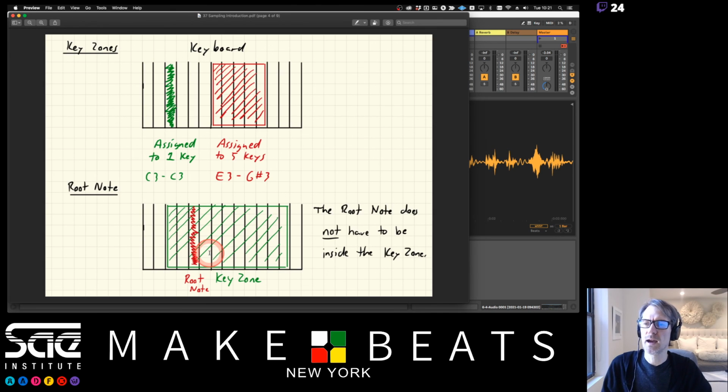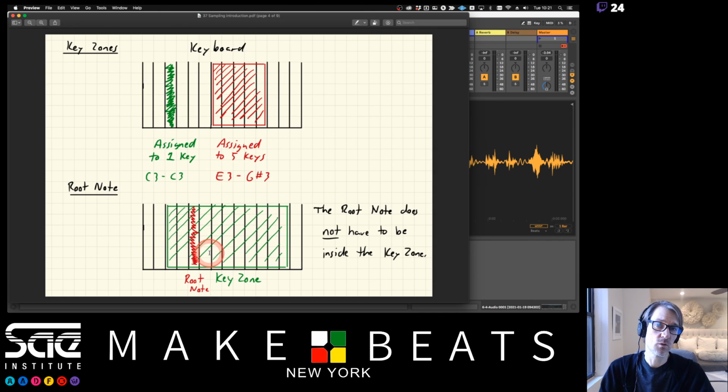Let's just go over this one more time. The key zones are what keys your sampler is assigned to on the keyboard. The root note is the actual pitch that plays back the original recorded audio. The root note does not have to be inside the key zone. You can actually put the root note outside the key zone. The root note doesn't actually have to be playable. What happens when you assign the root note outside of your key zone is it just changes the pitch that you're hearing of the sample.